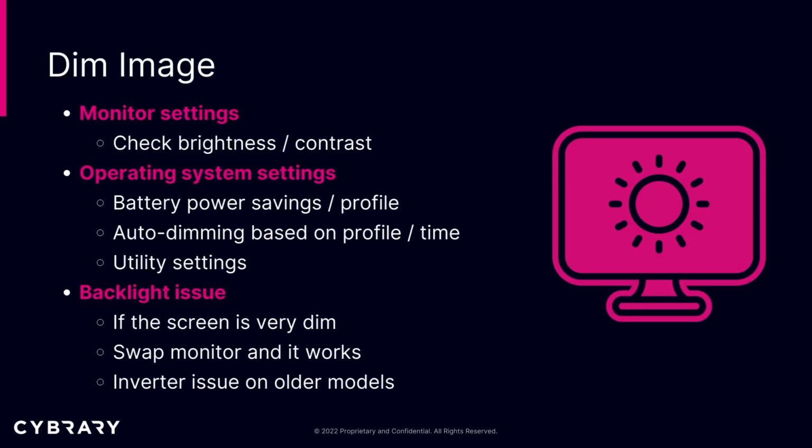A dim image. With a dim monitor or a dim image on your monitor, the first area to troubleshoot will begin checking the settings on the monitor itself. The contrast and brightness settings may need to be adjusted. Next, you would want to check the operating system. On laptops, there may be a setting when the laptop is on battery to conserve power. Check this setting. Some features in the operating system allow you to dim your monitor based on certain criteria, such as time of day. The utility software that is packaged with some of the manufacturer's monitor products will have brightness and contrast adjustments as well. So check that as well.